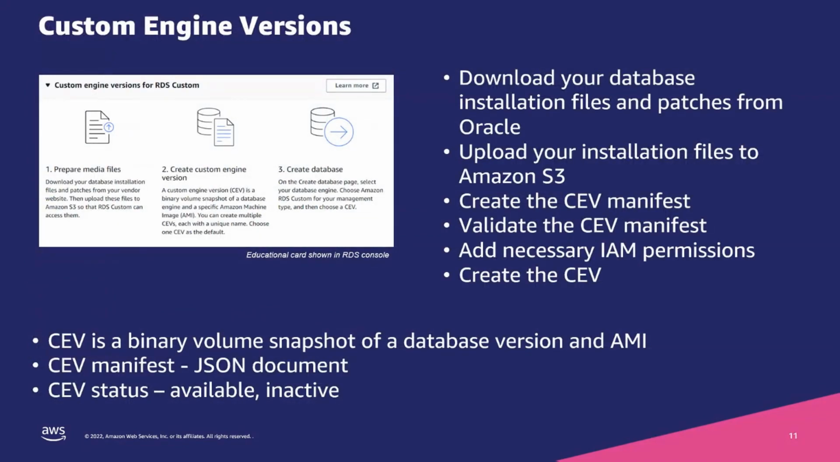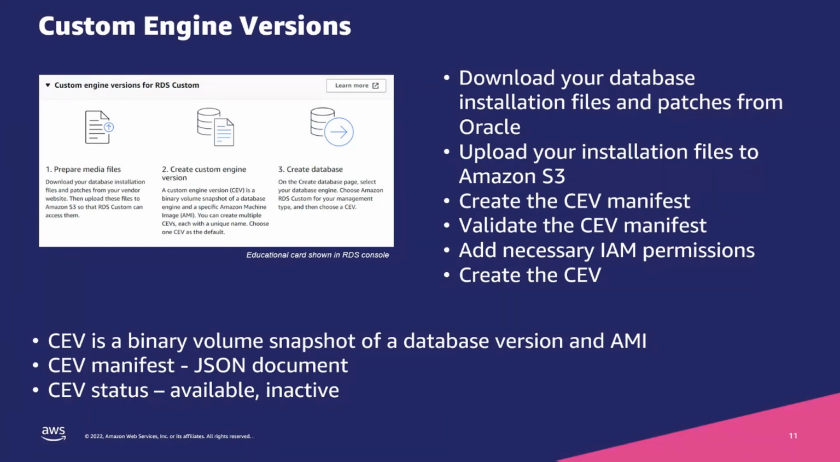Then let's look at custom engine version. So I've been talking about CEVs in the earlier slide. So let's look at what this custom engine version is. Now, an RDS CEV or custom engine version is simply a binary volume snapshot of a database version and AMI. So you store your database installation files in Amazon S3. And when you create a CEV, you specify the files in a JSON document called a CEV manifest.